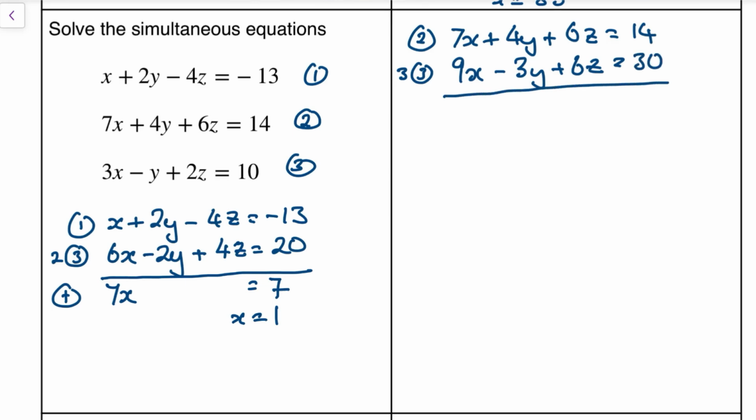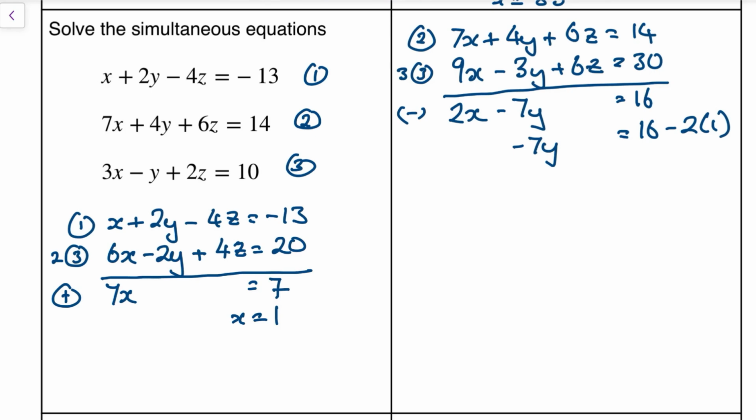Now this time I need to take away, don't I? Now I'm going to do the bottom minus the top, because the numbers look slightly better. So that's going to give me 2x, where I know x is 1, minus 3y minus 4y is minus 7y, is equal to 30 minus 14, which is 16. And I know x is 1, so therefore minus 7y equals 16 minus 2 times 1.